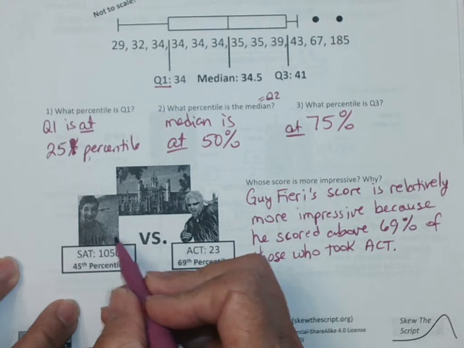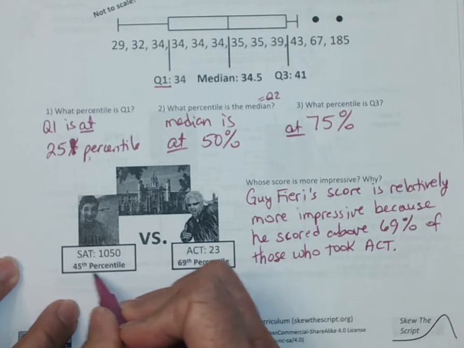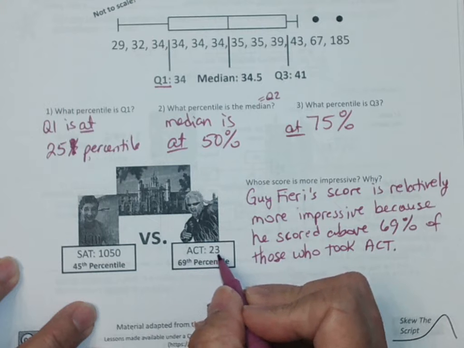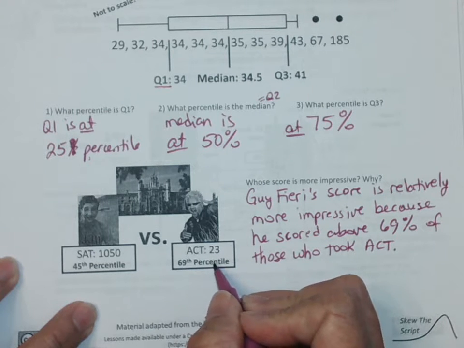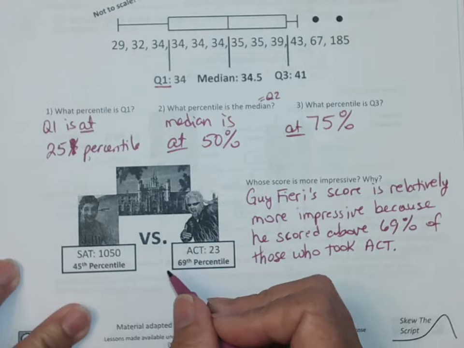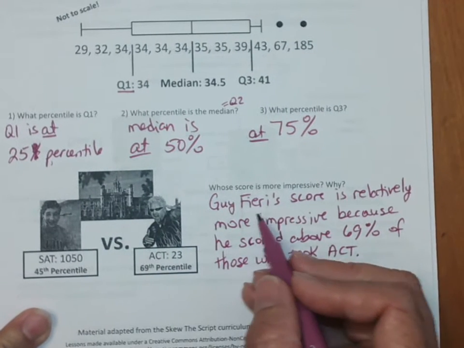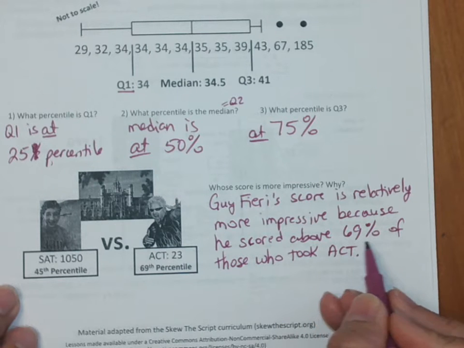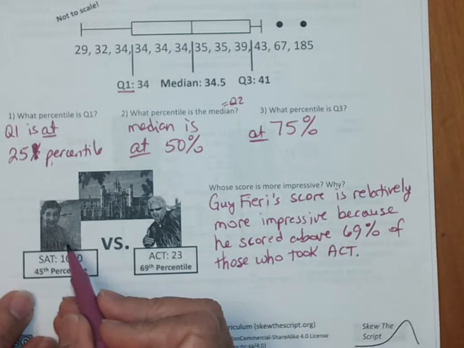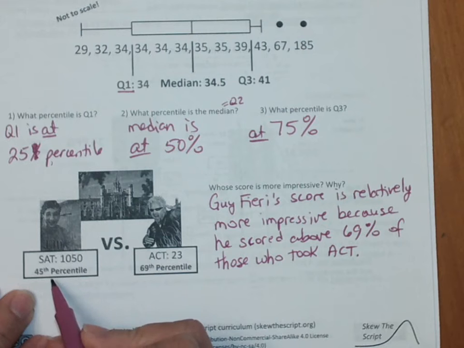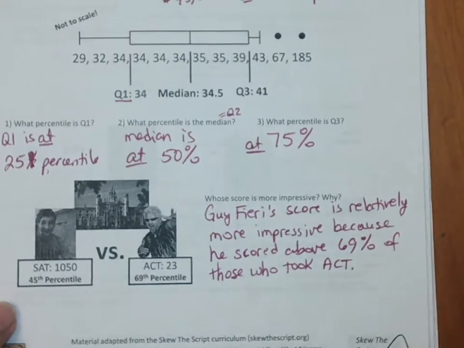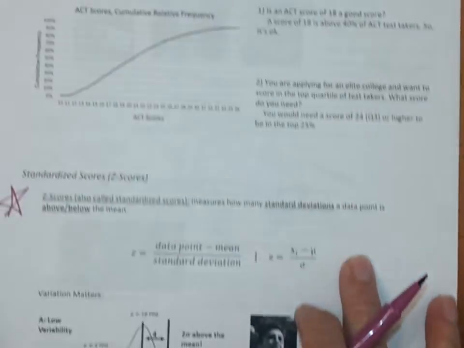So our stats teacher's score was in the 45th percentile. Guy Ferrari's ACT score was in the 69th percentile. So relative to their respective measures, Guy Ferrari's score is relatively more impressive because he scored above 69% of those who took the ACT, whereas our AP stats teacher scored above 45% of the people who took the SAT that year. Okay, let's continue on to the next page.